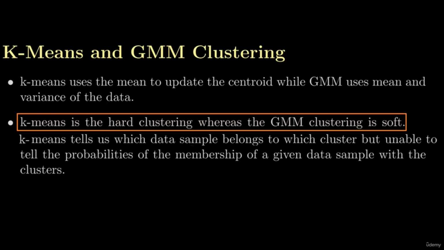GMM clustering will assign a probability to a data sample which is at the border of two clusters. GMM clustering will tell us that there is a 60% probability that this data point belongs to cluster 1, and a 40% probability that it belongs to cluster 2. In this way, GMM clustering is called a soft clustering or a membership clustering. It assigns a membership in terms of probability to the data points which are present, especially at the border of more than one cluster. On the other hand, k-means cannot provide that kind of membership. That's why it is known as hard clustering.